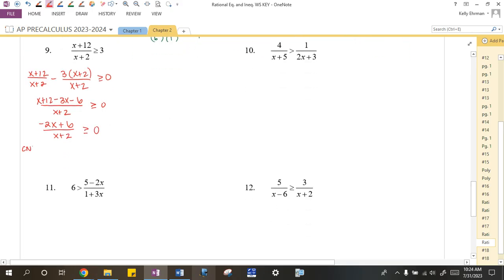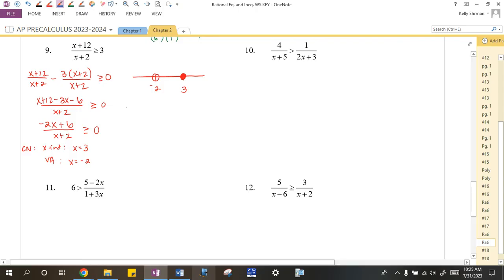Critical numbers, which are just the numbers we put on our number line. The x-intercept, when negative 2x plus 6 equals 0, x equals 3. And the vertical asymptote, when x plus 2 equals 0, x is negative 2. Get your number line on there. 3 is filled in because it's the x-intercept, and this says greater than or equal to 0. Negative 2 is open because it came from the denominator, which would cause us to divide by 0.